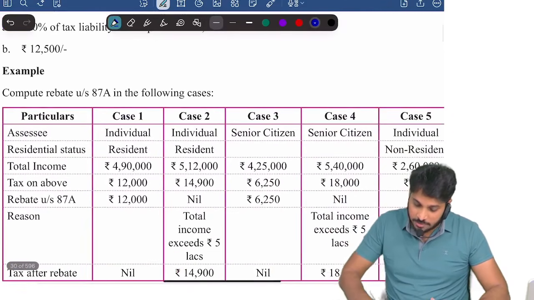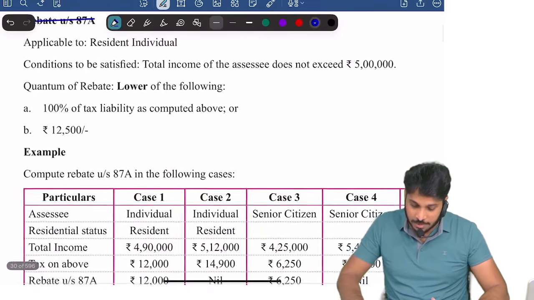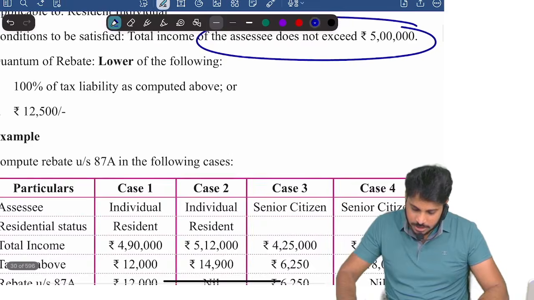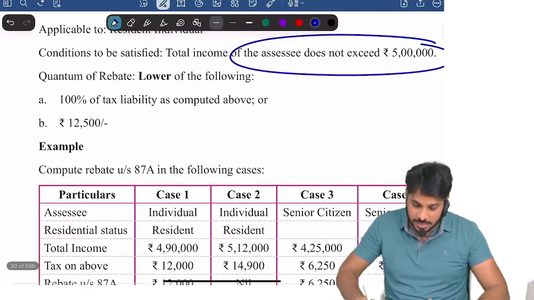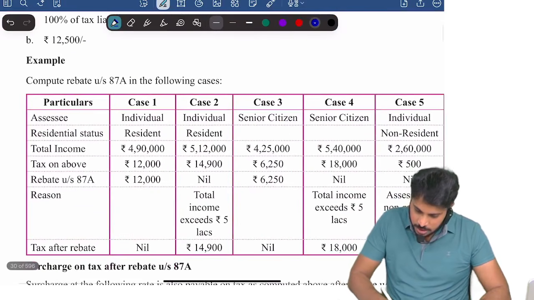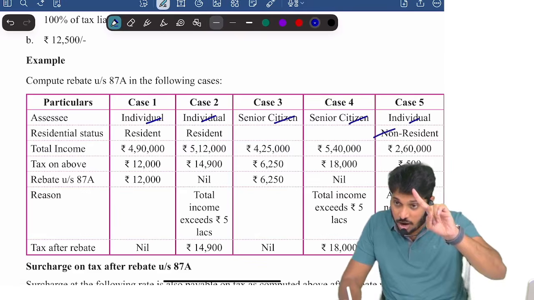Here they have given multiple incomes and we need to calculate rebate. We need to calculate how much? Rebate. Now we need to calculate rebate under optional tax regime. Shall we? Don't see the answer directly. Now by the way, compute the rebate. What are they saying? Individual, senior citizen, individual. Again here it is non-resident.